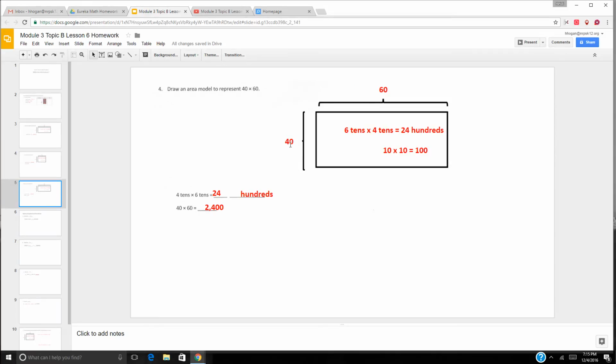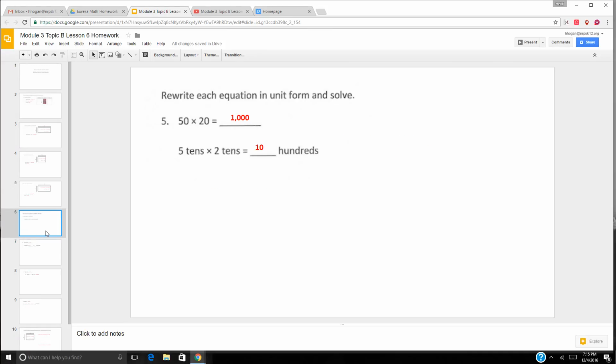Okay? 40 times 60. So 6 tens times 4 tens. 6 times 4 is 24. 10 times 10 is 100. So 2400s, or 2400. Okay. So 50 times 20 is 5 tens and 2 tens. 5 times 2 is 10. And 10 times 10 is 100. So 10 hundreds equals 1,000.